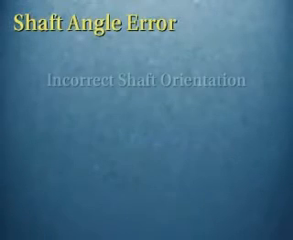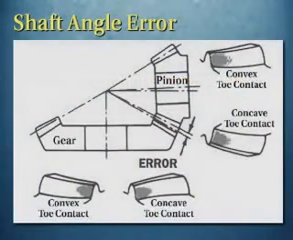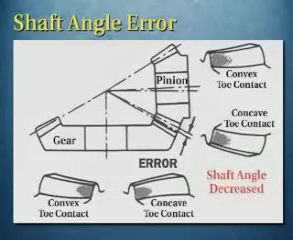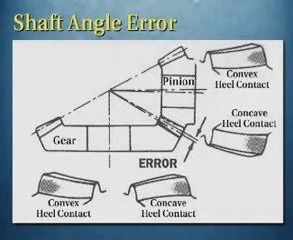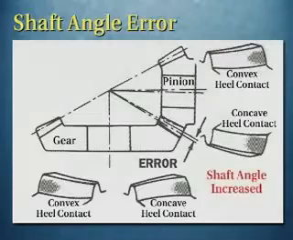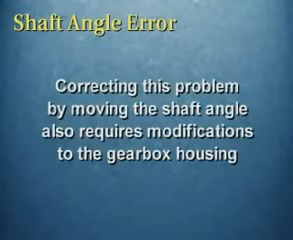The third condition is shaft angle error. This is caused by incorrect shaft orientation of the gear and pinion. Here on the gear and pinion, we see toe contact on both the convex and concave sides. To correct this error, the shaft angle must be decreased. On the other hand, if heel contact is present on the convex and concave sides of both gear and pinion, the shaft angle must be increased. However, correcting this problem by moving the shaft angle also requires modifications to the gearbox housing.